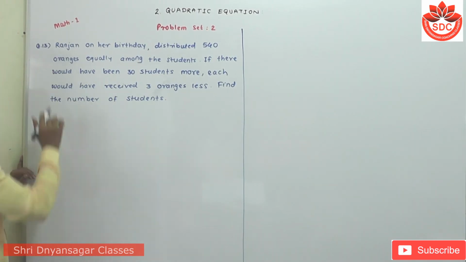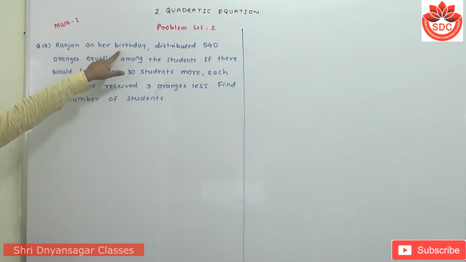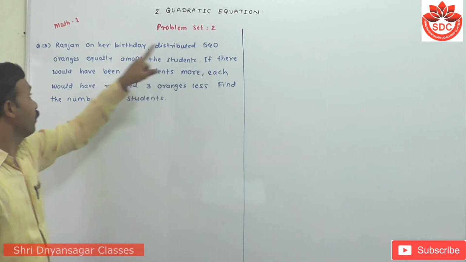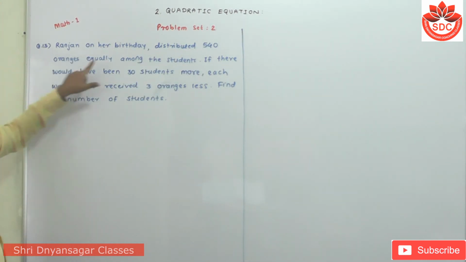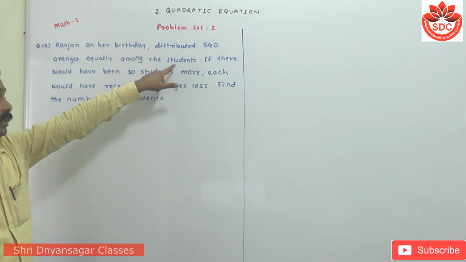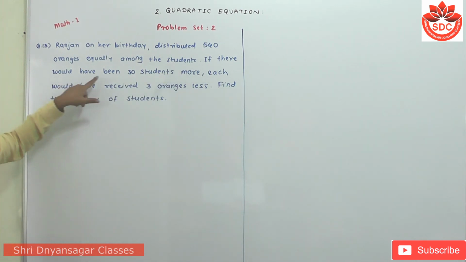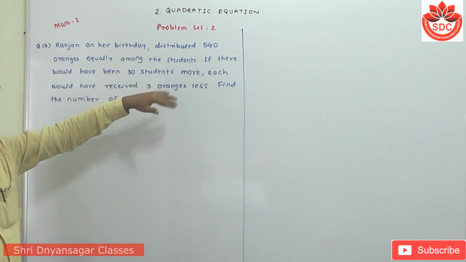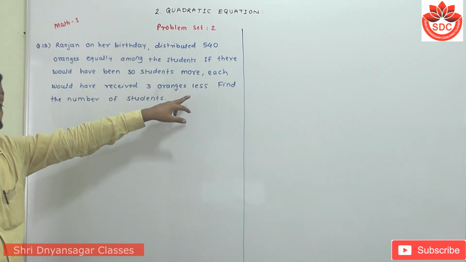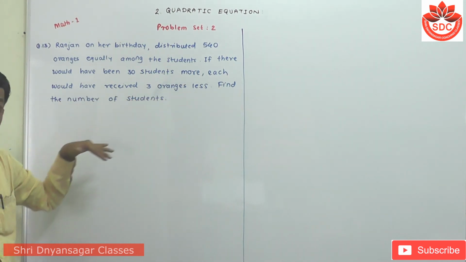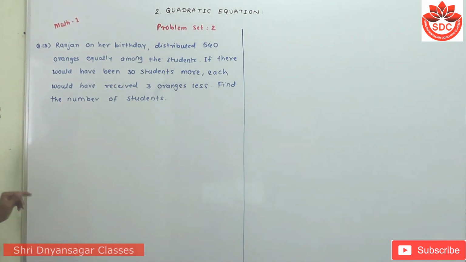Next question, question number 30. Ranjan on her birthday distributed 540 oranges equally among the students. If there would have been 30 students more, each would have received 3 oranges less. Find the number of the students.